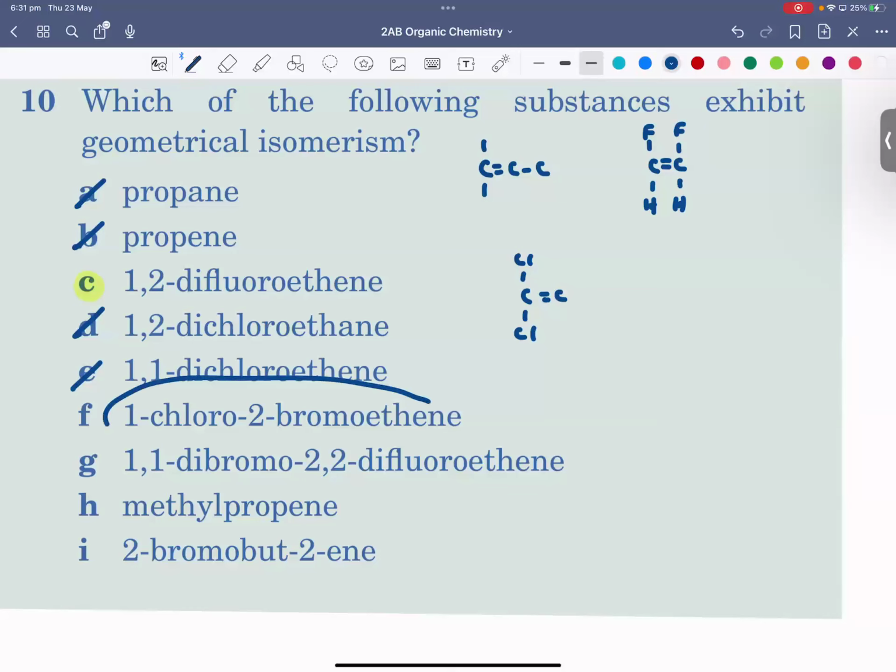Okay. This one looks okay. 1-chloro, 2-bromo. C double bond to C. Put a chlorine here and put a bromine there. And then obviously this is H and this is H. So we have a winner.